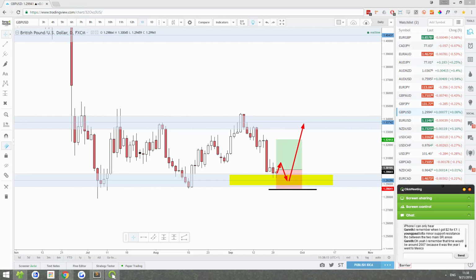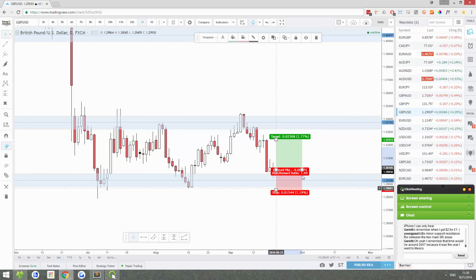So I'd want to have my stop loss below support. By below support, what I'm really meaning is below this recent low here, because that low is somewhat significant. So I'd want my stop loss, well, it's a bit high there, but roughly below that low. Something like that.